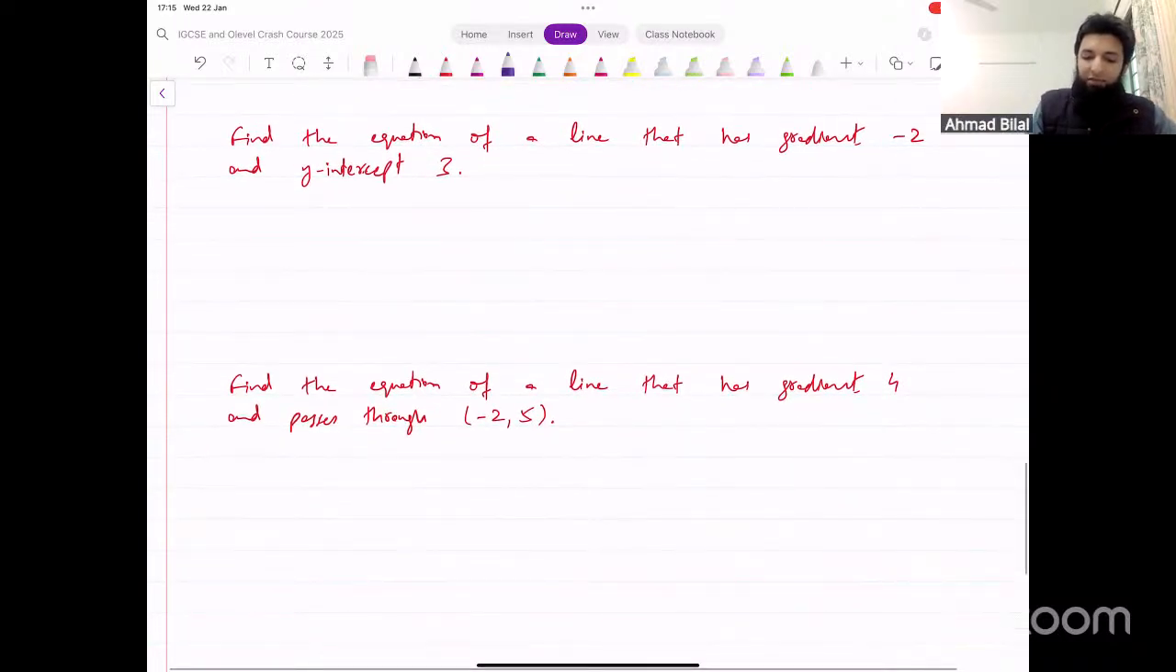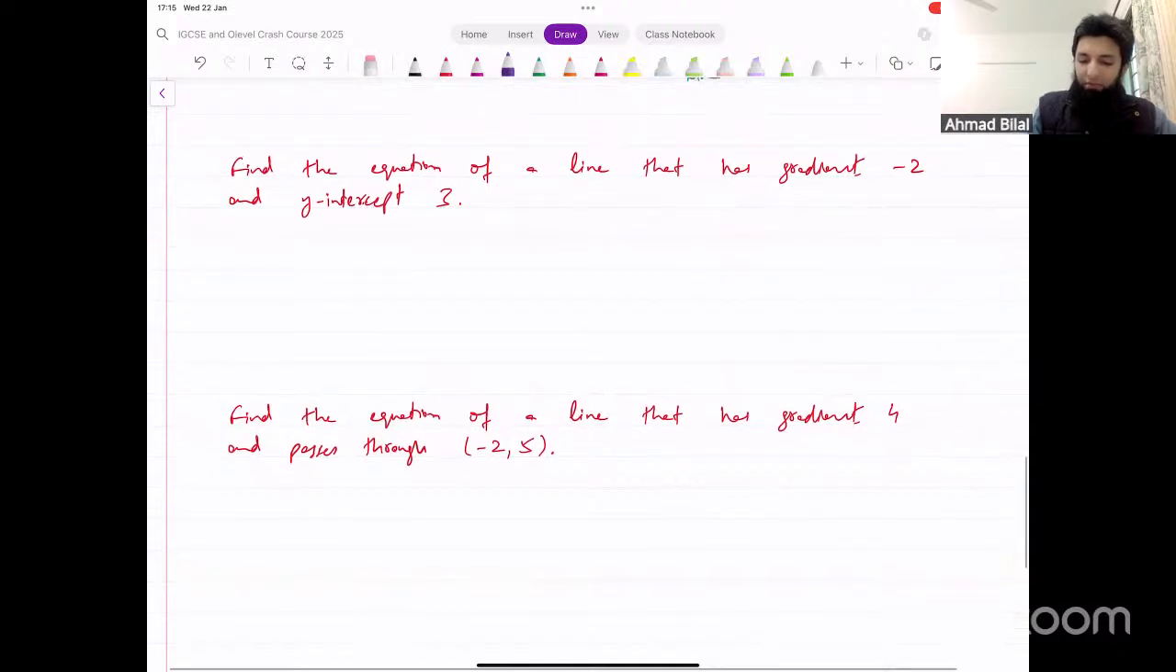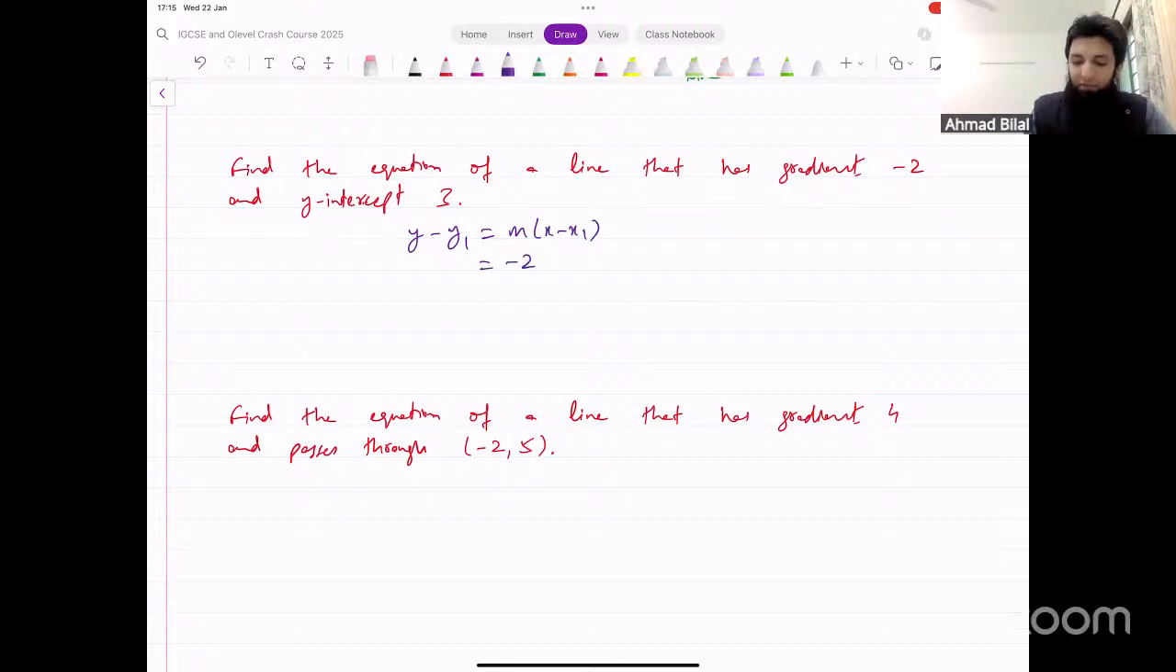Now, one is we need to find the equation of a line that has gradient -2 and a y-intercept of 3. Okay, now what does this form tell us? y minus y1 equals m into x minus x1. Now, do we have the gradient? Yes, we have the gradient that is -2. Now, what about x1 and y1? If the y-intercept is 3, what does that mean? What's the point that we're talking about?